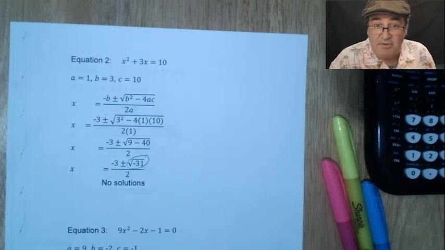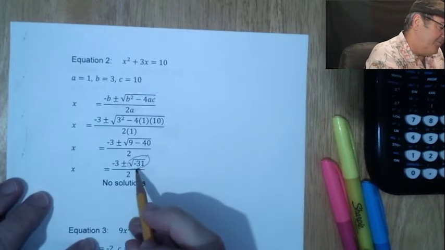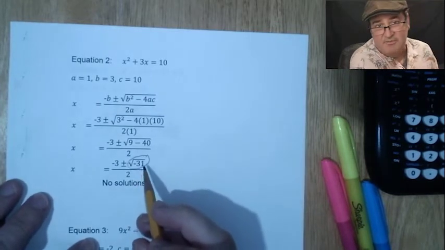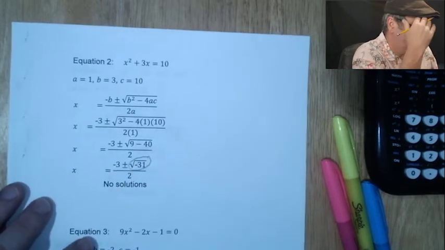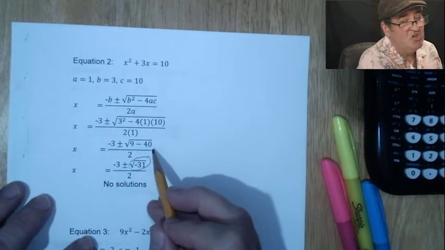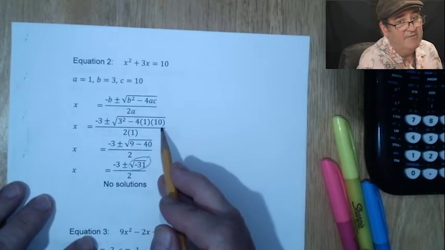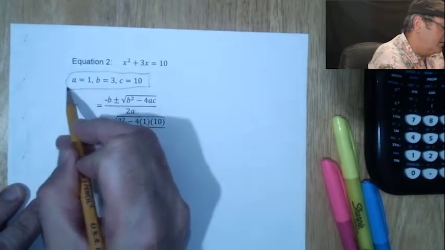There was a problem. Did you catch it when I was going through it? The problem was before this. We shouldn't have ever ended up with the negative 31 under there, because there is a solution to this one. This does have two solutions. The problem, was it up here? No, it was before that. Before that, the problem is right up in here.